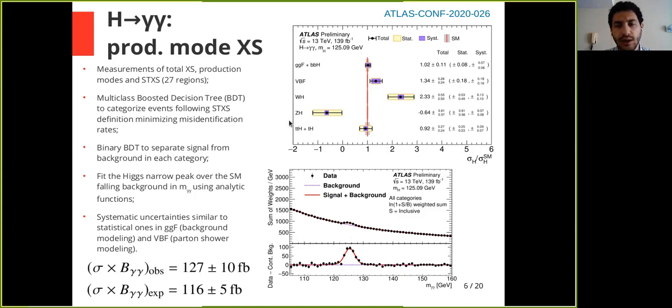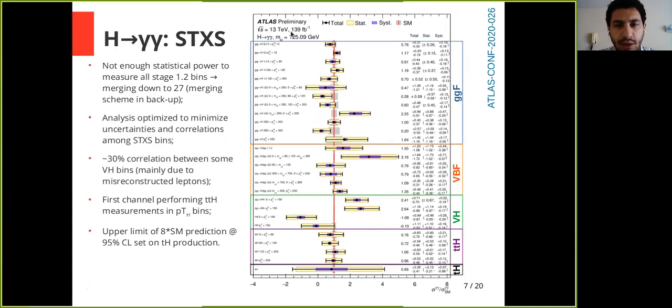If you look at the top right plot, you can see that for the GGF and VBF measurements, the systematic component of the uncertainty starts to become similar to the statistical one. This instead is a summary of all the 27 STXS that we have measured. This analysis was really optimized to minimize the correlation among all these STXS bins. However, we still have some 30% level of correlation between some VH bins.